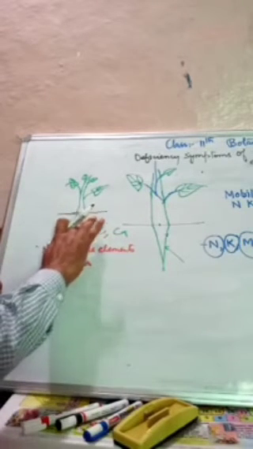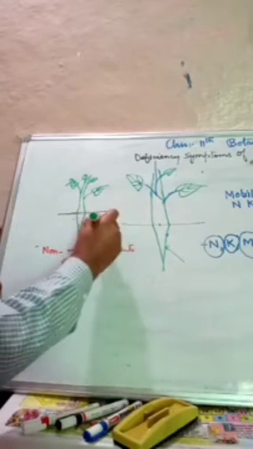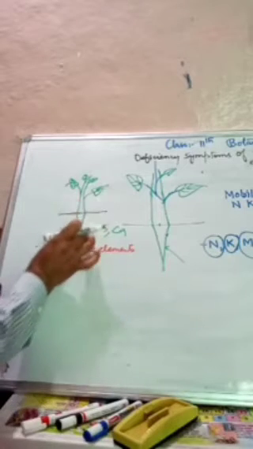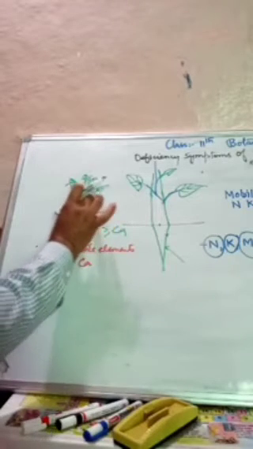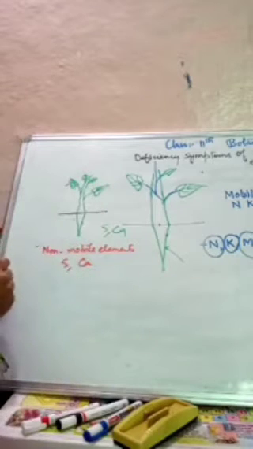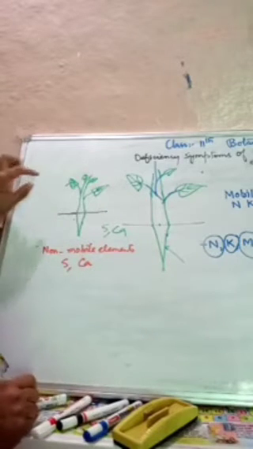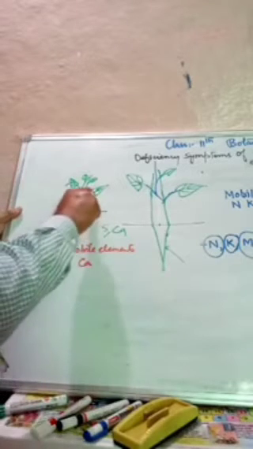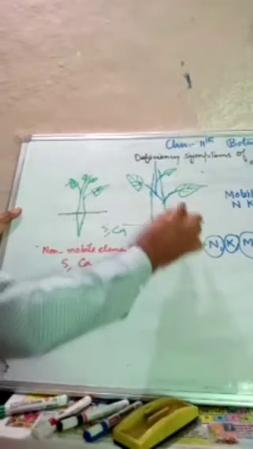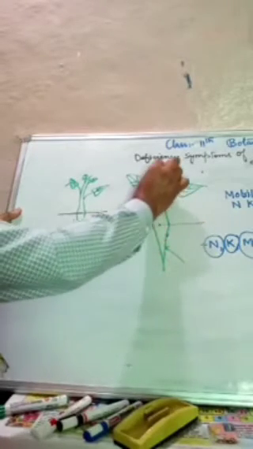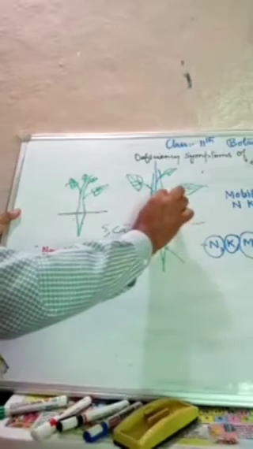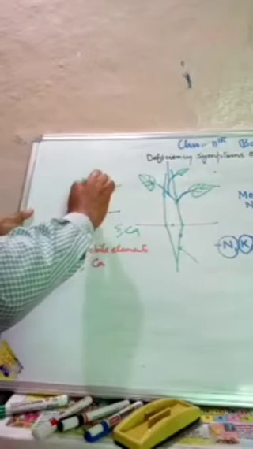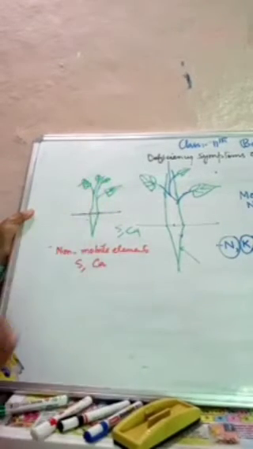But now, if the soil is deficient in these elements, no absorption of these elements takes place from the soil. What we saw in mobile elements is that from the older parts the elements moved towards the younger parts. But here these elements cannot move from the older parts to the younger parts.